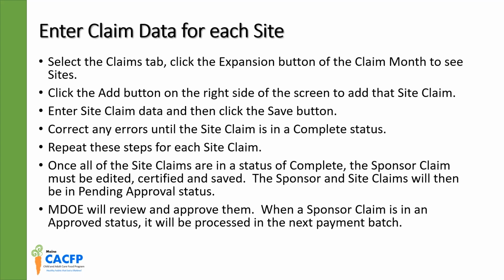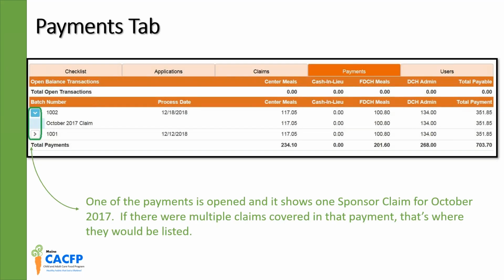So, once you have submitted your claims to us, then you get to go to the Payments tab in CNP Web. The Payments tab lists the reimbursements from DOE for claims submitted by the sponsor and previously approved by DOE. Each payment could cover one or more sponsor claims.